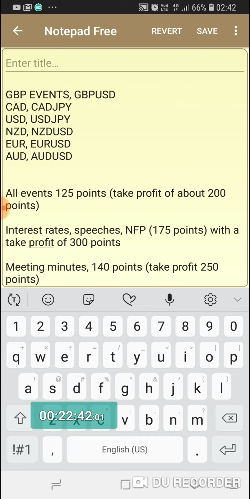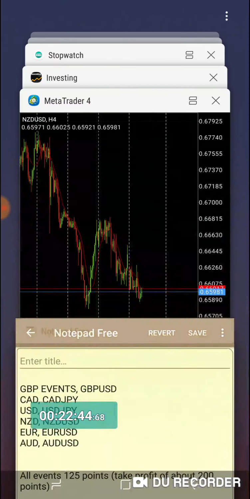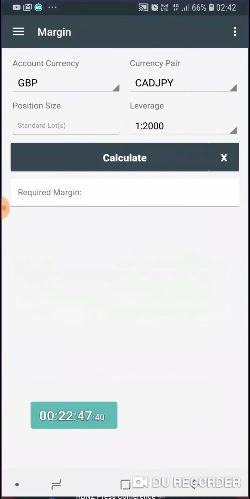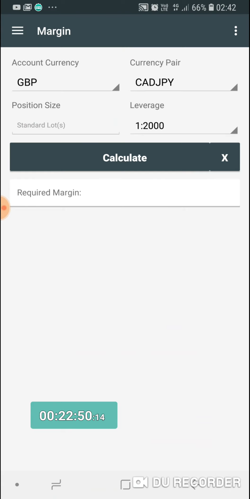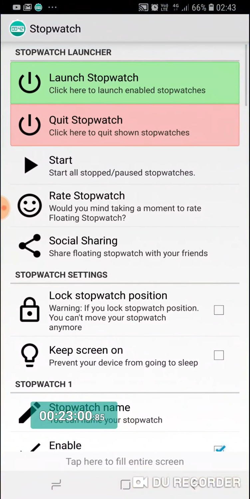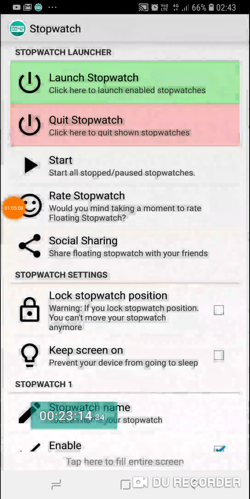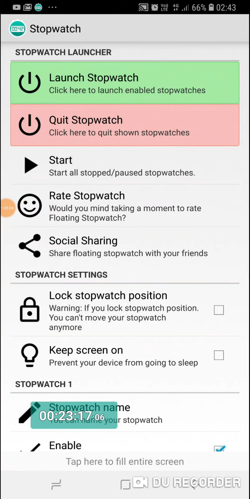You need to make sure that you calculate your lot size accordingly based on the Forex Calculator app, which we explained on part 1. You need to make sure that you are able to keep track of time using the floating stopwatch app. That's the app which you're going to be using to track time. And you need to understand the source of the calendar. It's always investing.com, or the source of the events.